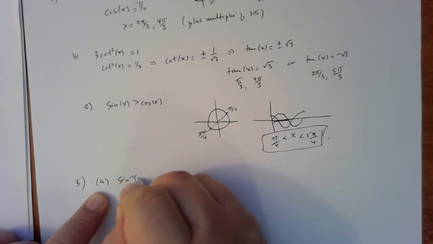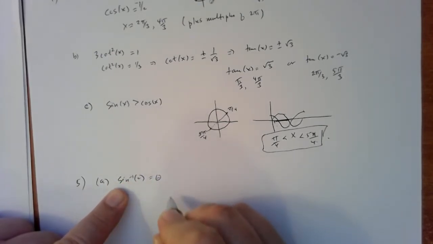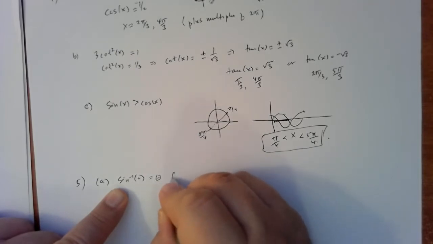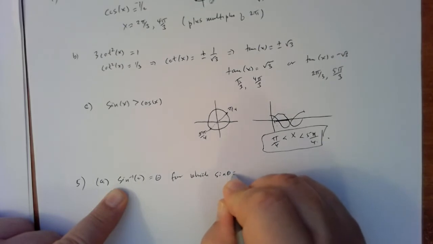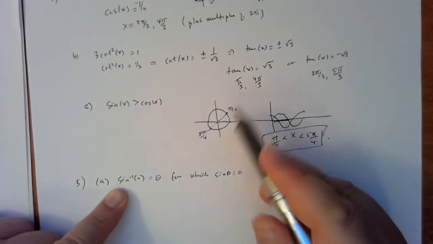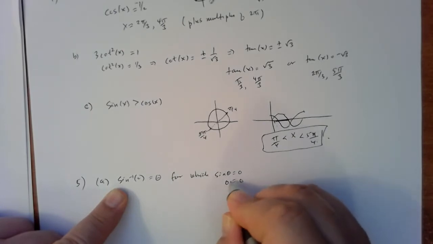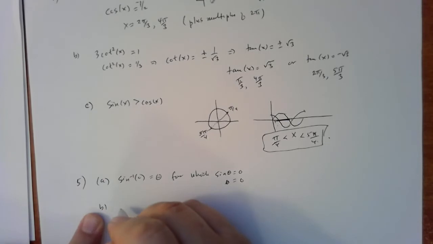sine of 0. Well, the inverse sine outputs the angle measure for which sine of theta equals 0. And so we know from our graph, right, either here or here, that theta equals 0 is our solution. Good.